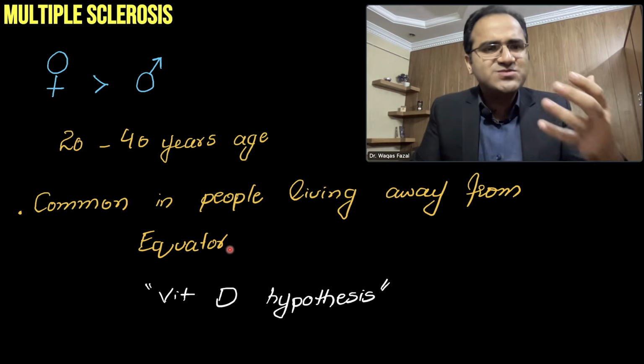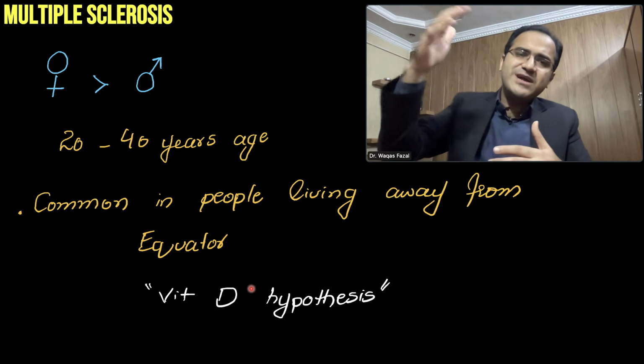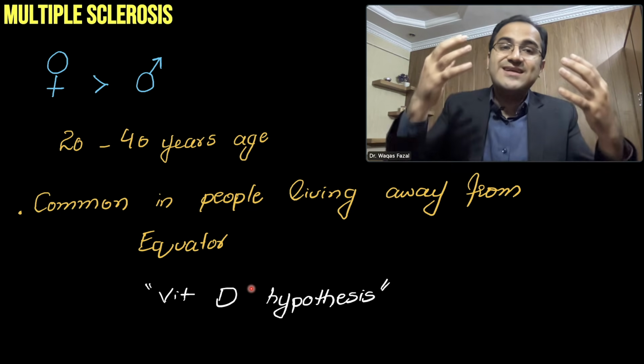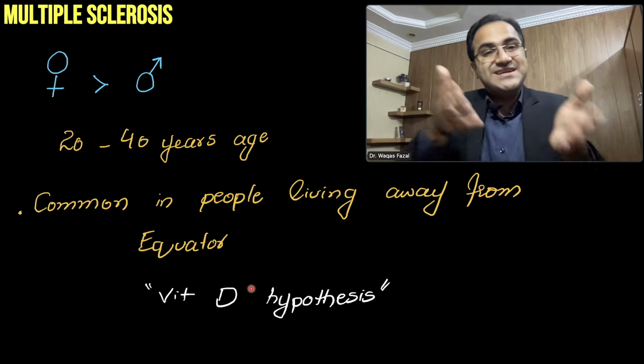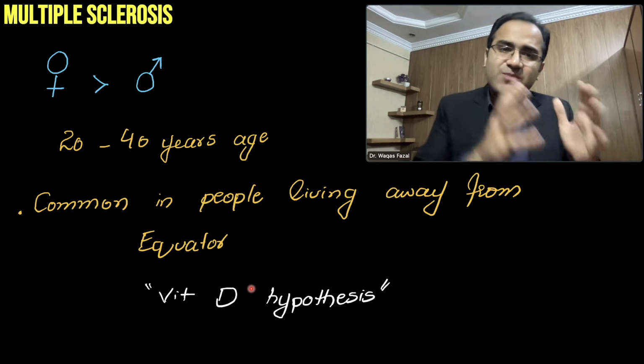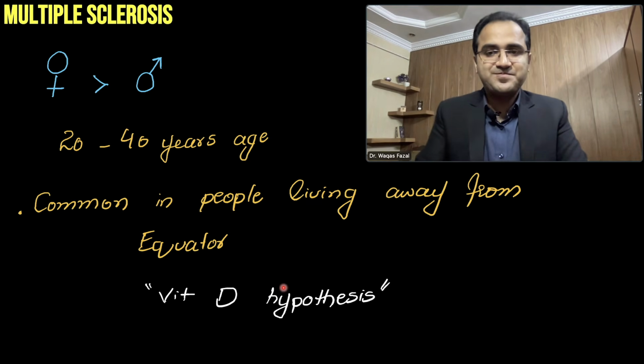And the hypothesis behind it is the vitamin D deficiency hypothesis. Since the people living away from the equator have lack of sun exposure due to cold, and that lack of sun exposure causes vitamin D deficiency. It is a hypothesis, we do not know the exact cause, but it is a hypothesis that vitamin D deficiency might be related with multiple sclerosis.